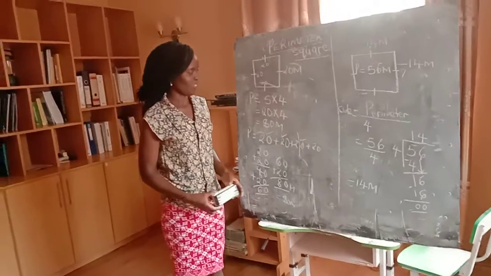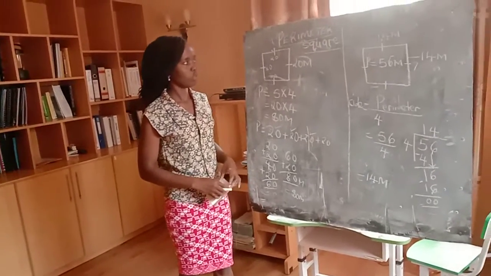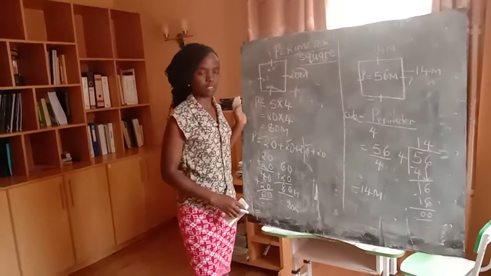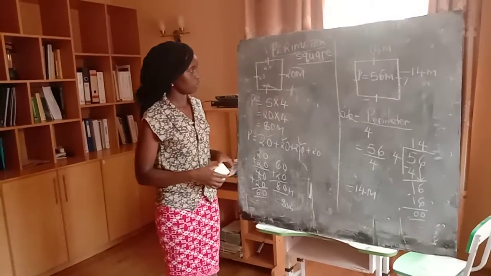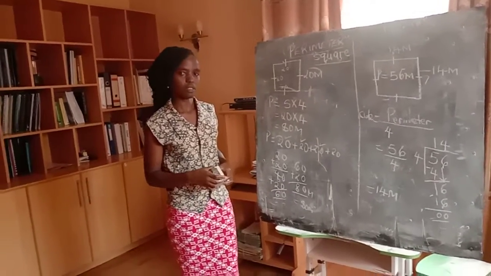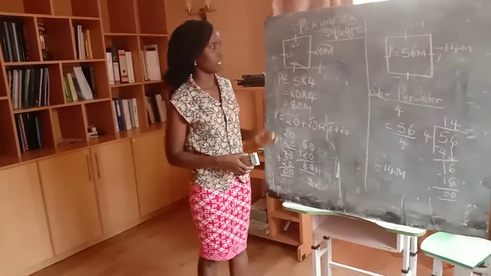So I hope now you have understood, and you can be able to do that on your own. So in our next lesson, we are going to discuss the area of the square, that is the area of the rectangle.